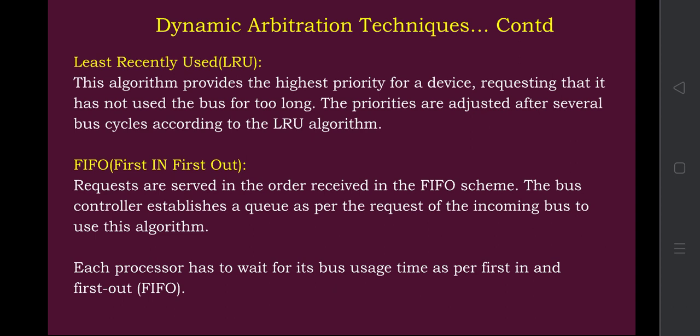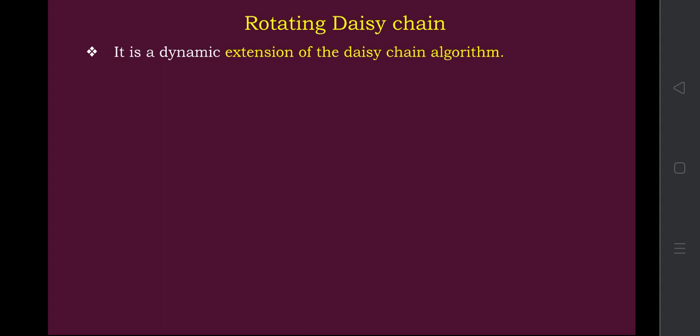So that is called a first in first out algorithm. Each processor has to wait for its bus usage time as per the first in first out technique. So this is how the dynamic algorithm chooses the priority. Now next is the rotating daisy chain.